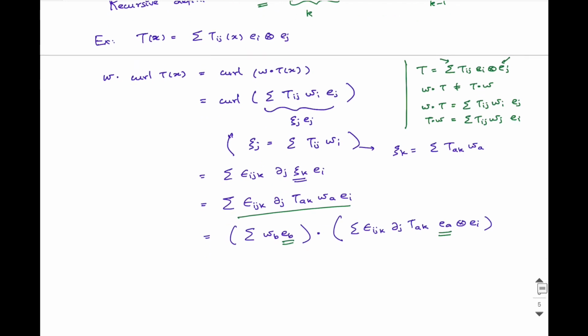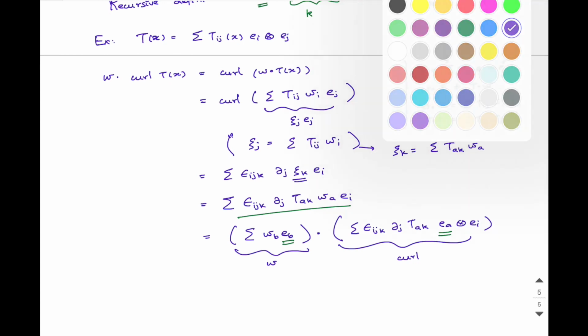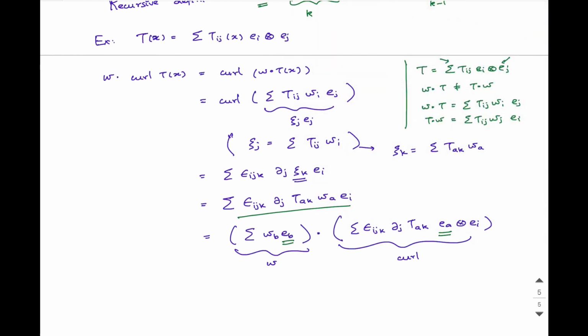And again you see that this is nothing but w dot something, so by definition this has to be equal to the curl of T, the curl of T at the point x.